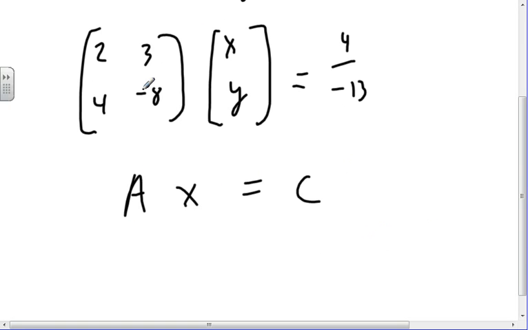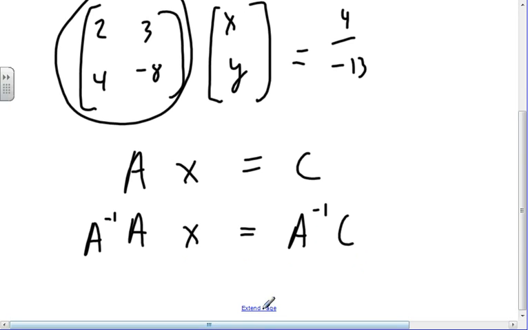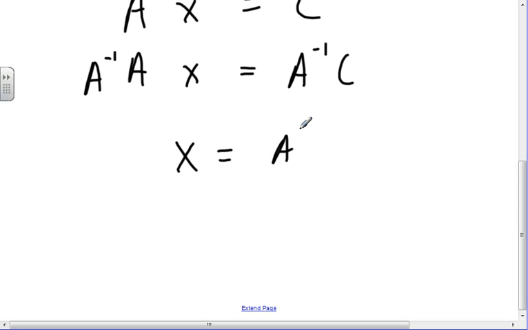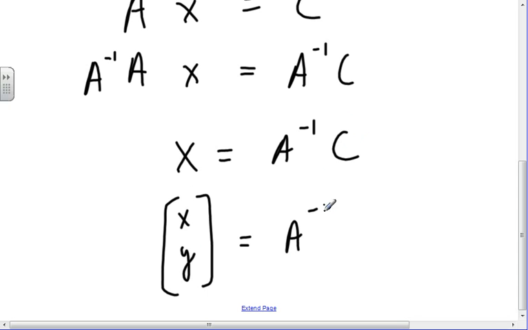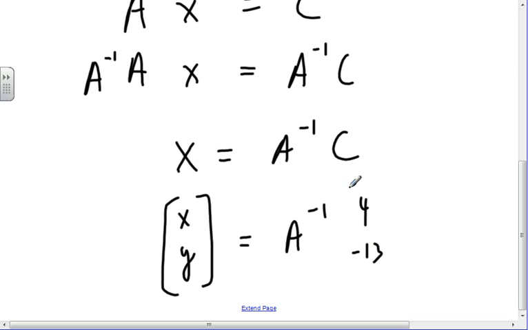Okay? So now if I could find the inverse of this guy, and I wrote A inverse A x is equal to A inverse C. Well, A inverse A becomes the identity matrix, so I have x is equal to A inverse C. So this is x and y sitting over here, and this is the A inverse sitting there with the C, which is 4, minus 13. So that's just another way you can solve simultaneous equations.